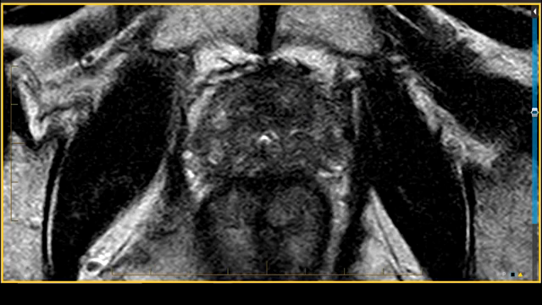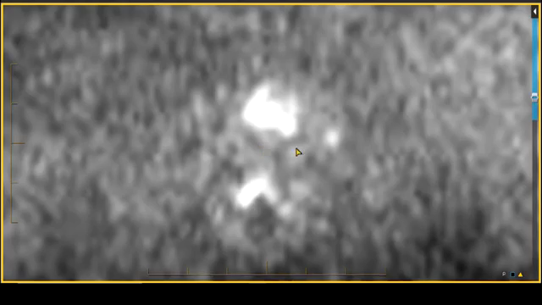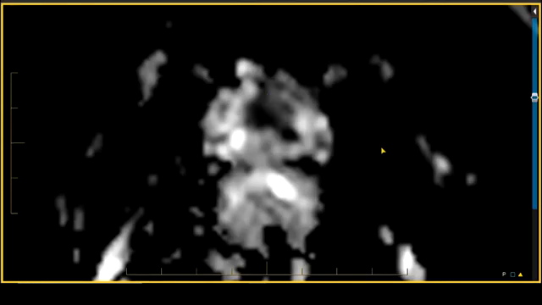If we go to the corresponding high B-value diffusion-weighted sequence, we see that there's this area of very high signal intensity. This is the B-value 1400 image. And we see that it extends into the area of the anterior fibromuscular stroma. On the apparent diffusion coefficient images, the ADC images, we see that this corresponds with an area of significant restricted diffusion. This was well below a mean of 1,000 and with ADC values as low as 600.